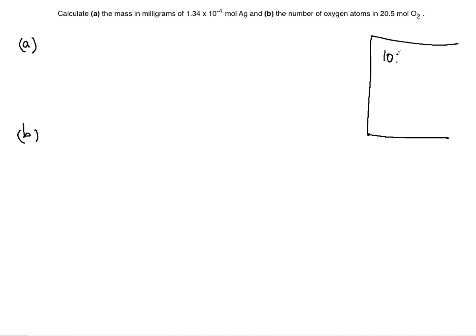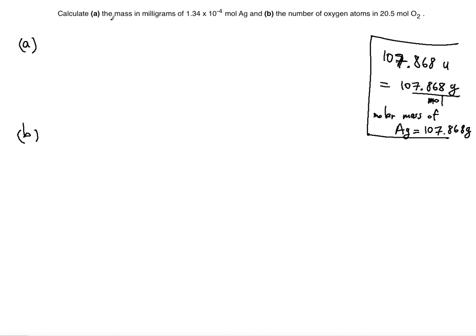107, actually, 107.868 u, which is equal to 107.868 grams per mole. So the molar mass of Ag is 107.868 grams. That's what molar mass means. It means per each mole there's a certain weight in grams, right? And so the molar mass is going to be 107.868 grams of Ag.